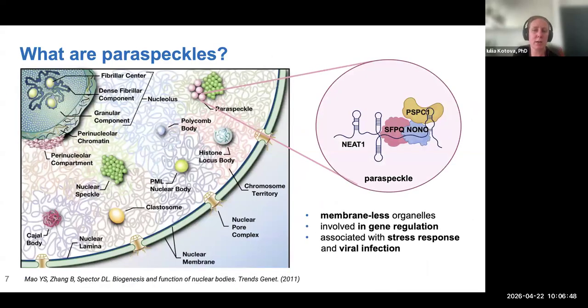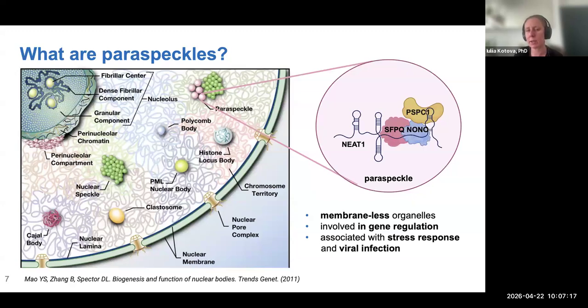And paraspeckles are membraneless organelles formed through phase separation, and they always contain the long non-coding RNA NEAT1, and then several other essential and non-essential proteins, including SFPQ, NONO and PSPC1. They are highly similar to each other. And they were identified more than 20 years ago. However, by now we still don't know what their precise functions are.